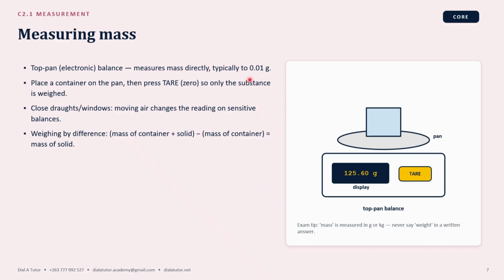All right. Now, we also have the following. You have to place the container on the pan, then press tare 0, so only the substance is weighed, because obviously the pan has its own weight. So I believe that there is a button that you must press after placing the pan, so that the weight of the pan won't be included.